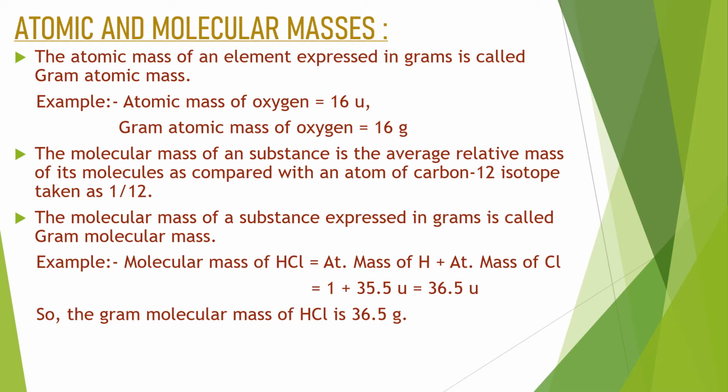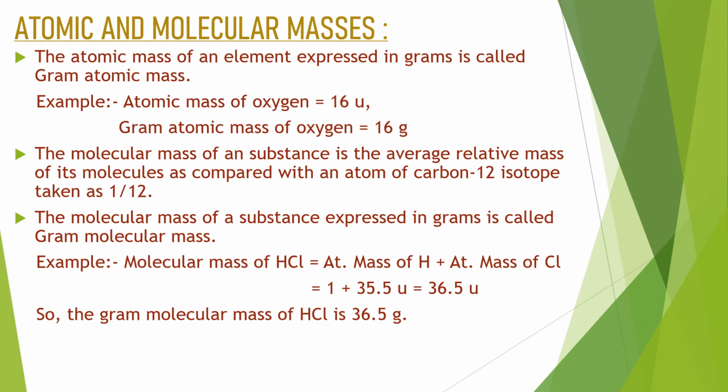Next one is the molecular mass of a substance. The molecular mass of a substance is the average relative mass of its molecules as compared with an atom of carbon-12 isotope taken as 12. And one more term is gram molecular mass. The molecular mass of a substance expressed in grams would be the gram molecular mass.